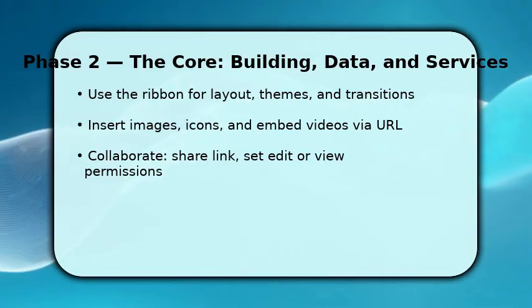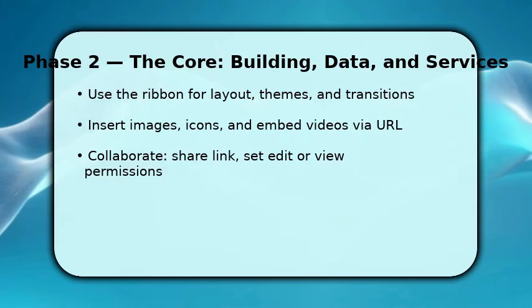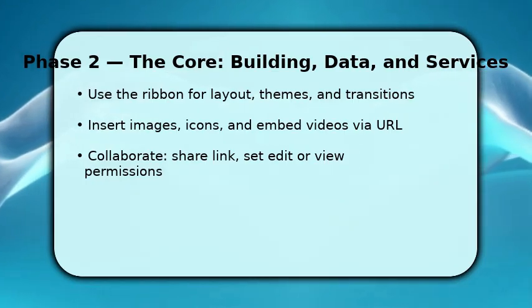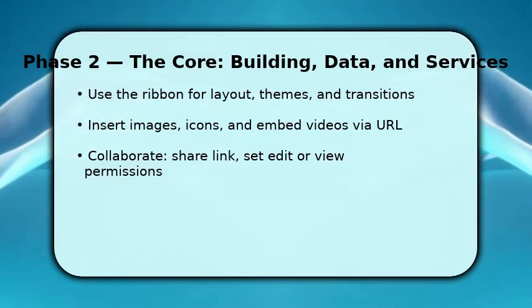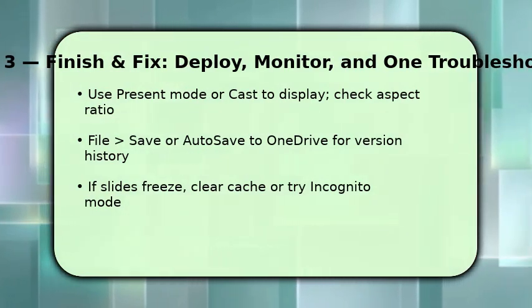For collaboration, click Share, copy the link, and choose Edit or View Permissions. Collaborators will see changes in real time. If you need advanced features, try the Desktop App option from the File menu. It opens when required. To present, click Slideshow or Cast from Chrome to mirror to a screen.